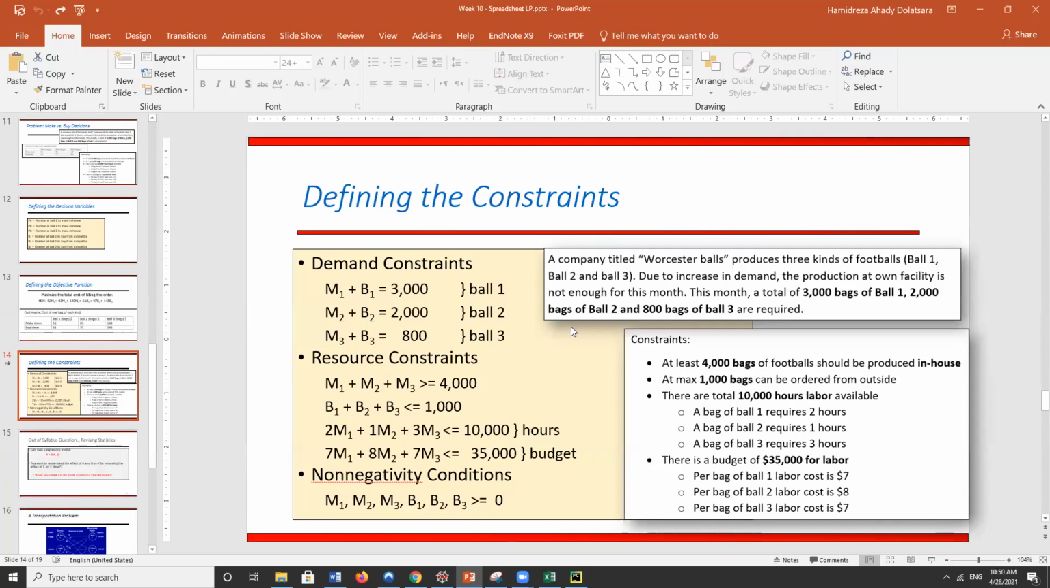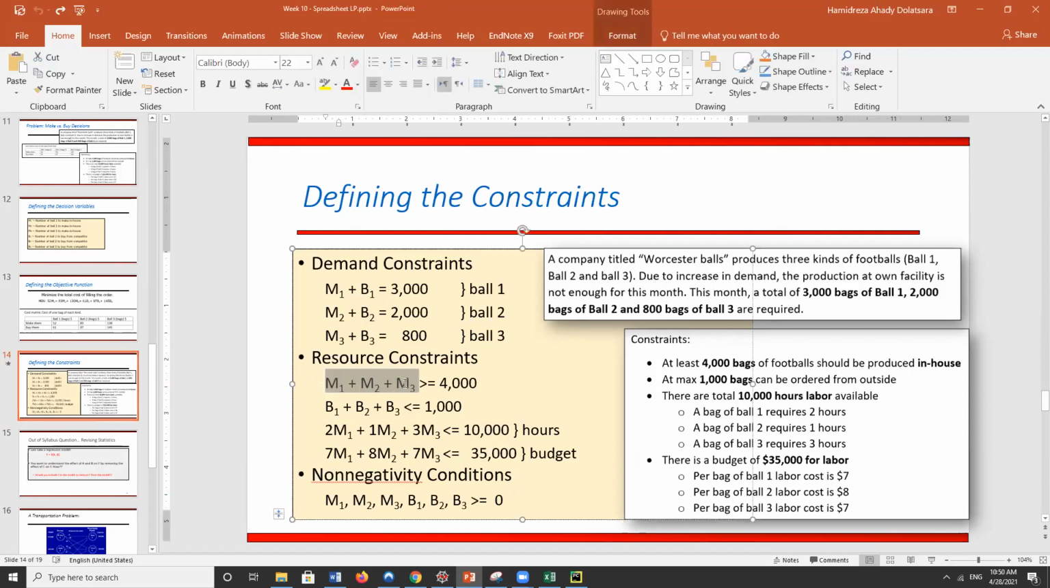Now we try to formulate our constraints. The first constraint: at least 4,000 balls should be produced in-house. So M1, M2, and M3 summed should be at least, meaning greater than or equal to, 4,000. Also, at most 1,000 should be ordered outside. We know B is associated with buying or ordering outside, and their summation should be less than or equal to 1,000.